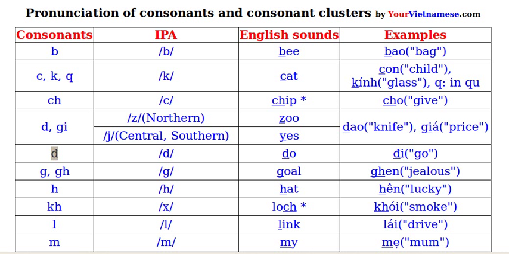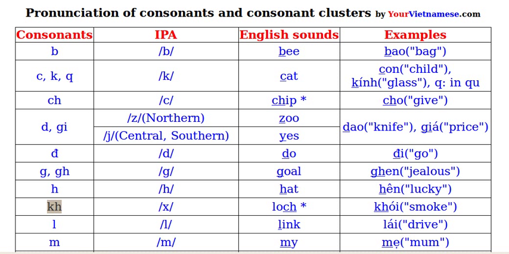Now the next consonant is the D as in do. Example is D. Now the next consonant and consonant cluster, the G, are both pronounced as G, as in go. Example is again, which means jealous. The next consonant is the H as in hat. Example is hen.